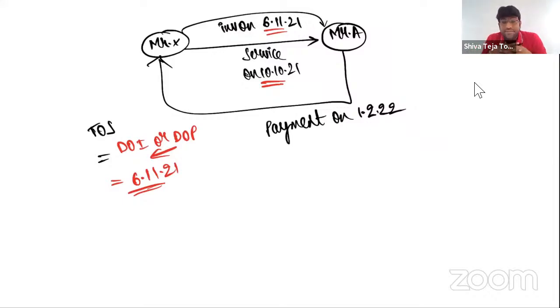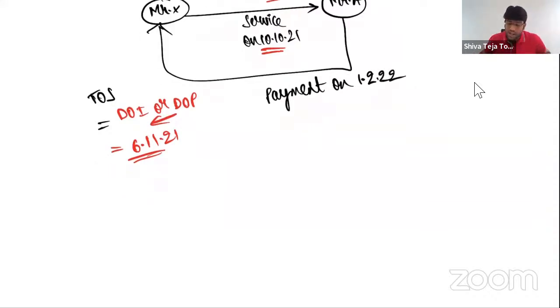Some friends are telling 10/10. I don't know why. Please understand that the invoice is given on 6/11/21. That means it is issued within 30 days. So the answer is the date of invoice or date of payment, whichever is earlier. If the invoice is not issued within 30 days, then it is the date of completion of service or date of payment, whichever is earlier. Please get complete clarity, my dear friends. Very interesting, short, sweet, and cute topic, time of supply.